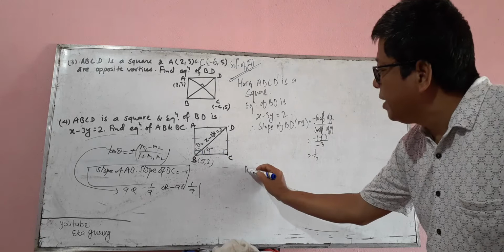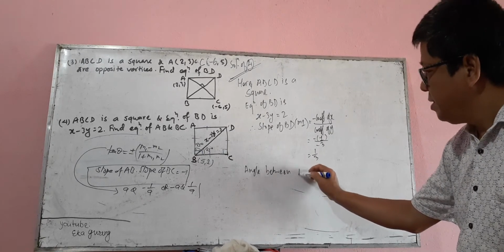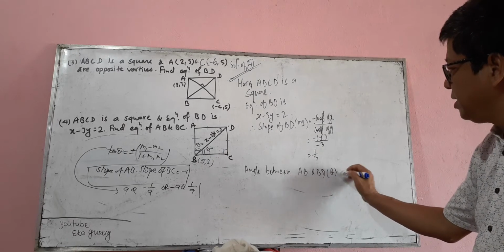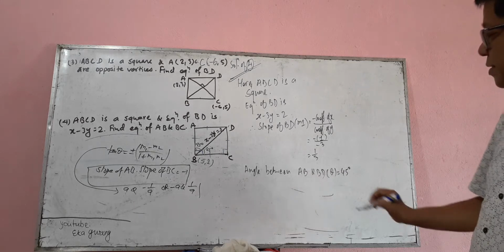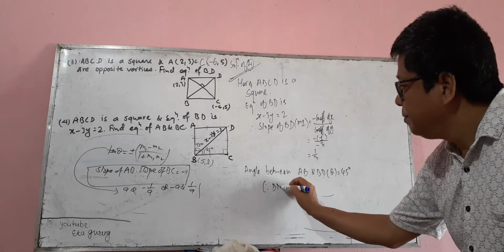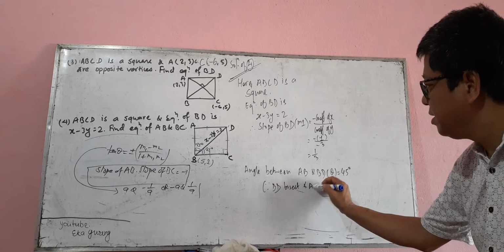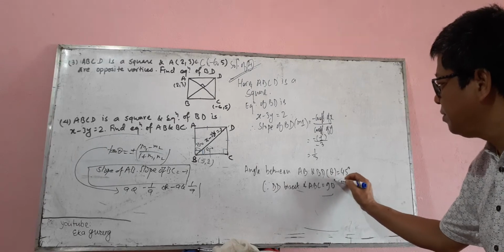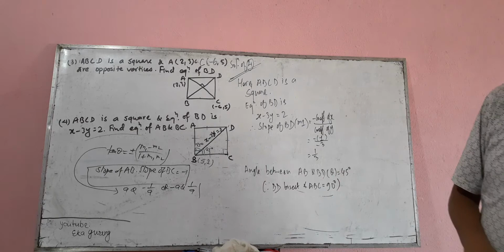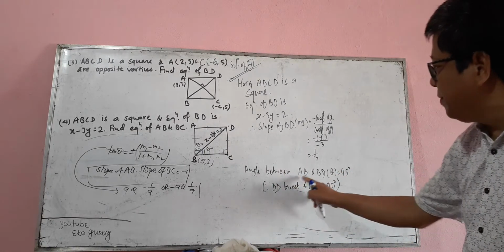Okay, now we write that the angle between AB and BD, that is theta, is equal to 45 degrees. Why? Since BD bisects angle ABC, which is equal to 90 degrees, the half of 90 is 45 degrees.